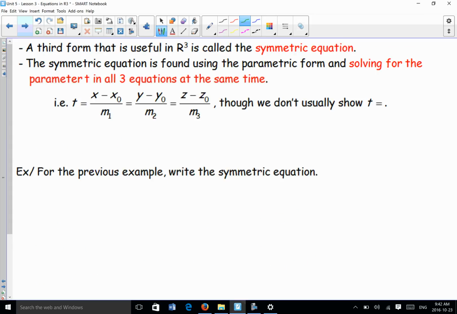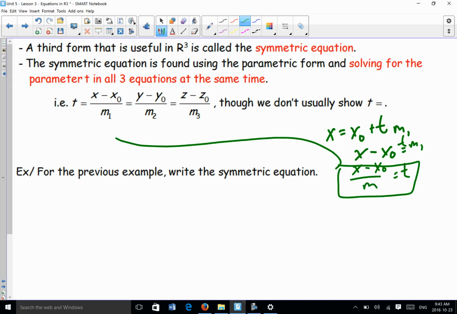The only difference in R3, besides vector, Cartesian, and parametric forms, is we add a third one, and we call it the symmetric equation. And the way the symmetric equation works is we actually solve all 3 parametric equations for the parameter t at the same time. So for example, if we had x equals the initial point plus t m in the x component, we could rearrange this and solve for t, and you'd end up with this, right?